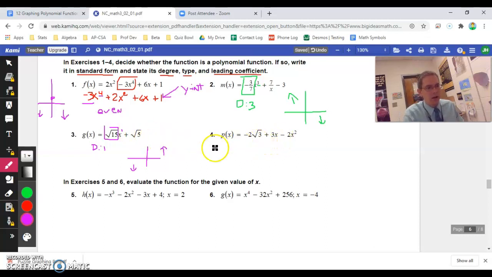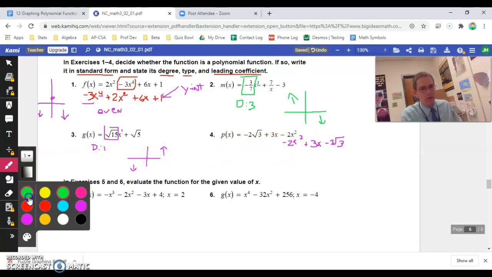On this one, to put that in standard form, I would need to move it completely backwards. So I would actually start with my negative 2x squared. Then I would have my plus 3x. Then I would have my negative 2 square root 3. Once I have those in the correct order, my leading coefficient is the number in front, negative 2.